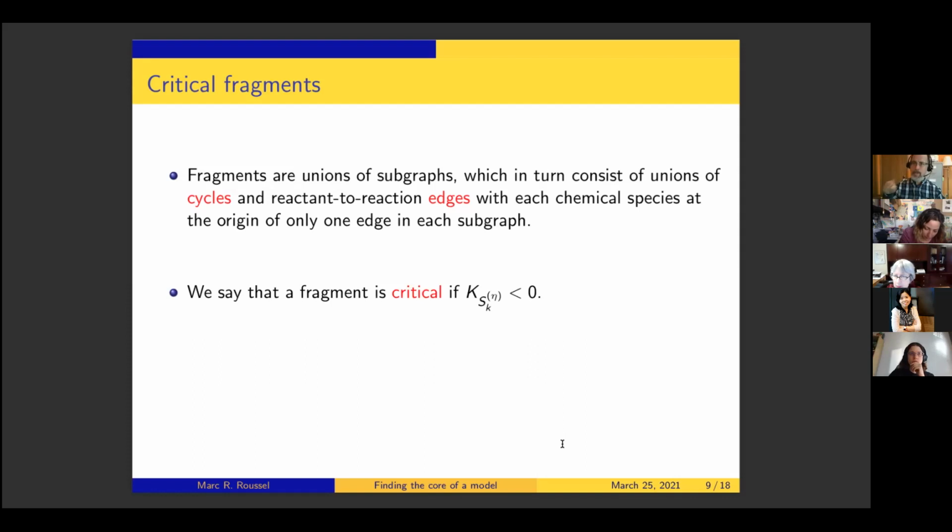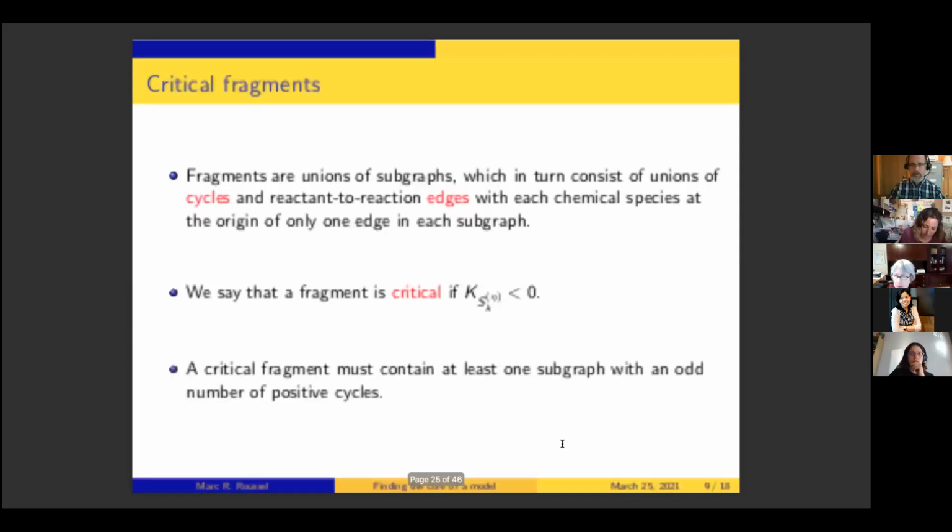And they're ones where that numerical coefficient that I mentioned previously is negative. Just to give you a picture of the sorts of things we end up looking for, a critical fragment has to have at least one subgraph with an odd number of positive cycles.